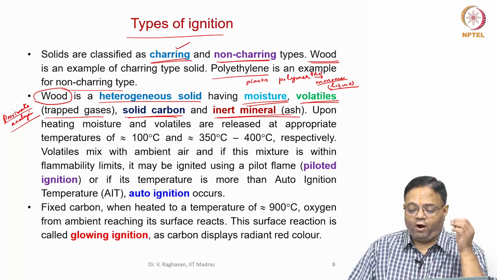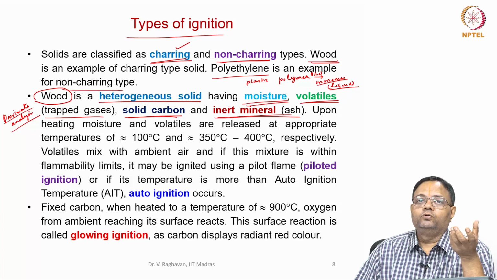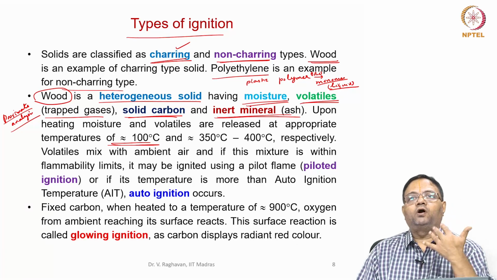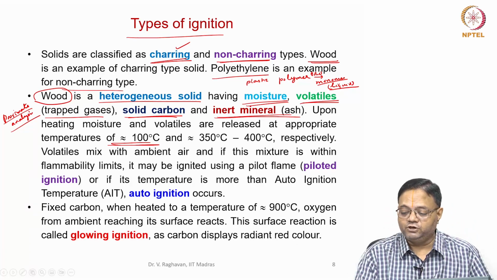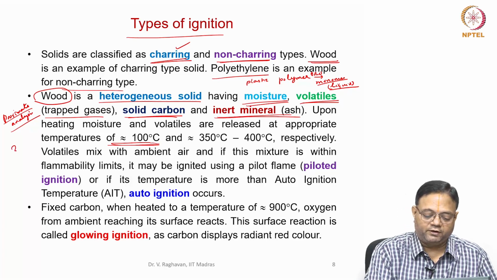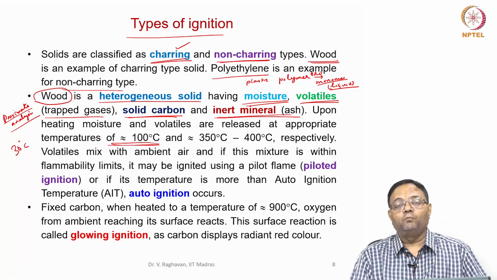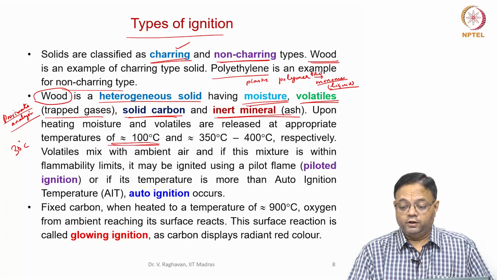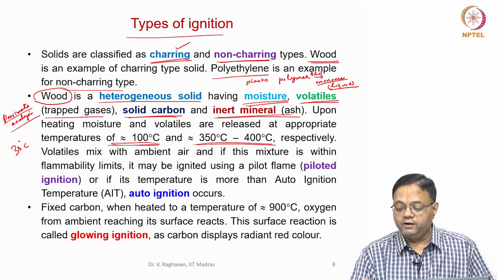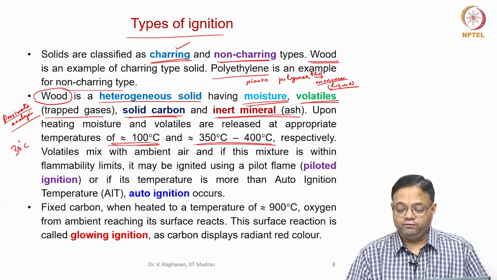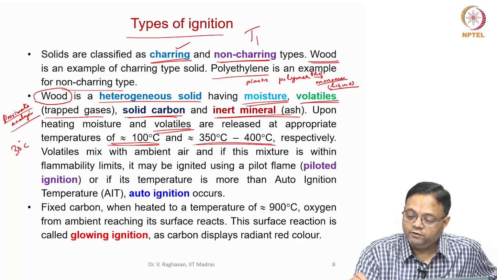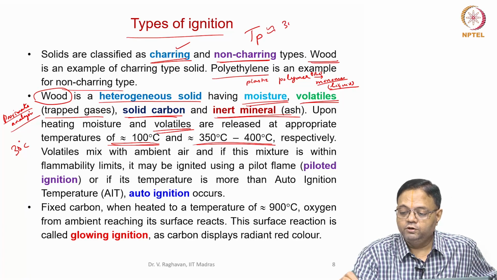So, what happens when you heat this due to any external heating? When the temperature of the wood is increased from, say, 30 degrees to 100 degrees, the moisture will vaporize and water vapor will go out. Then if it is heated in the range of 350 degrees centigrade to 400 degrees, the volatiles are released. So, typically the pyrolysis temperature is around 350 to 400 degrees centigrade.